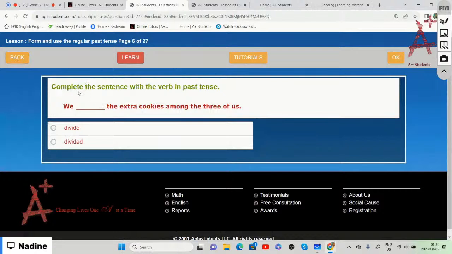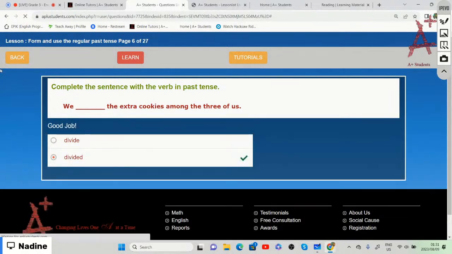All right, one more. We need to complete the sentence with the verb in the past tense. We divide or divided the extra cookies amongst three of us. Is it divide or divided? We need to choose the correct one. So we will say divided.